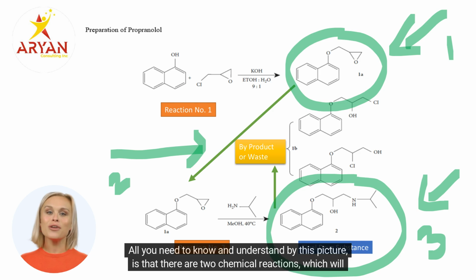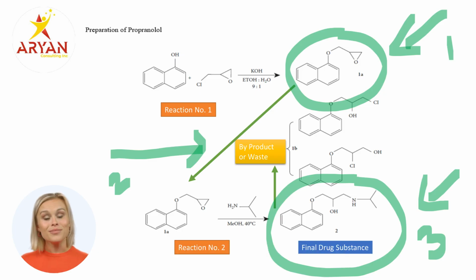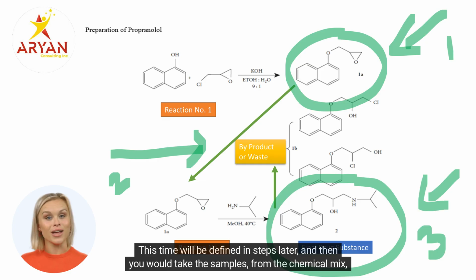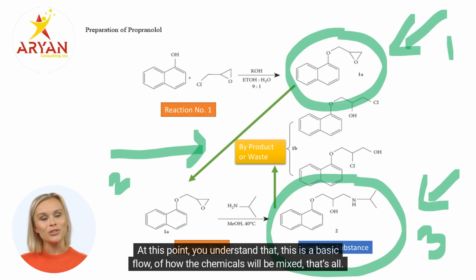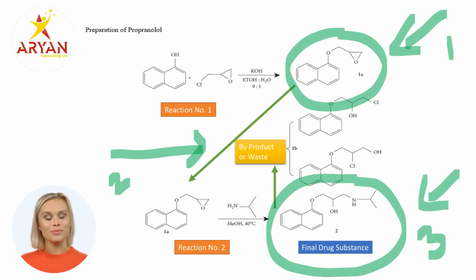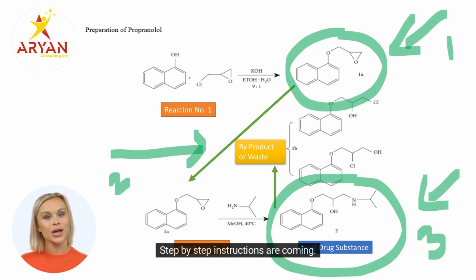All you need to know and understand by this picture is that there are 2 chemical reactions which will happen in bioreactors, one after the other, taking a certain time for reaction. This time will be defined in steps later, and then you would take the samples from the chemical mix, and if the samples pass, you would pack the DS and send it for the next processing step. At this point, you understand that this is a basic flow of how the chemicals will be mixed, that's all. You do not need to understand science. Step-by-step instructions are coming. Let's move to see what's in the BPR next.